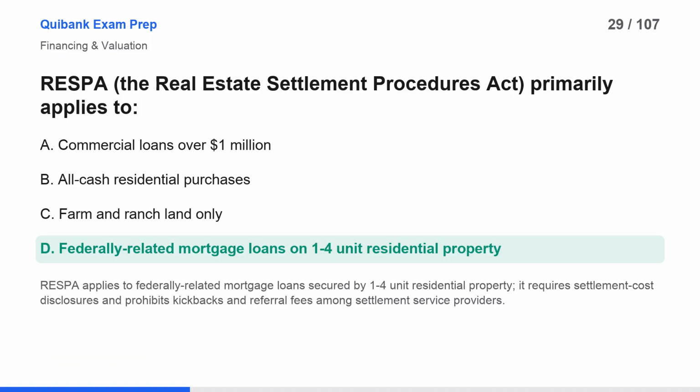The answer is D. Federally related mortgage loans on 1-4-unit residential property. RESPA applies to federally related mortgage loans secured by 1-4-unit residential property. It requires settlement cost disclosures and prohibits kickbacks and referral fees among settlement service providers.